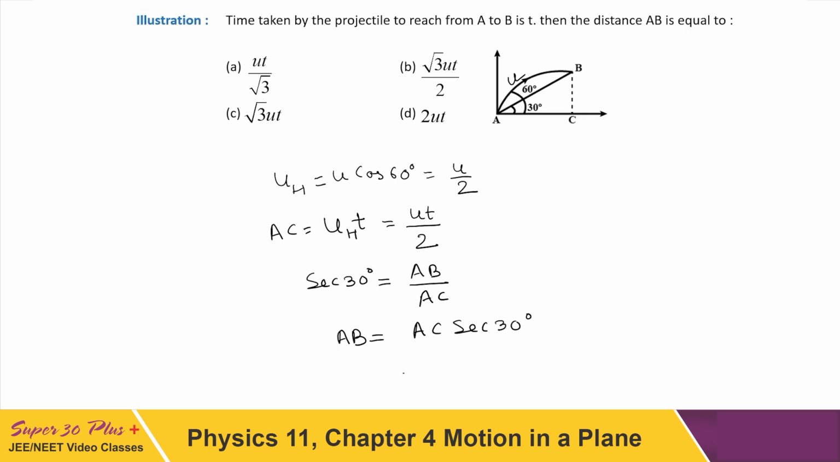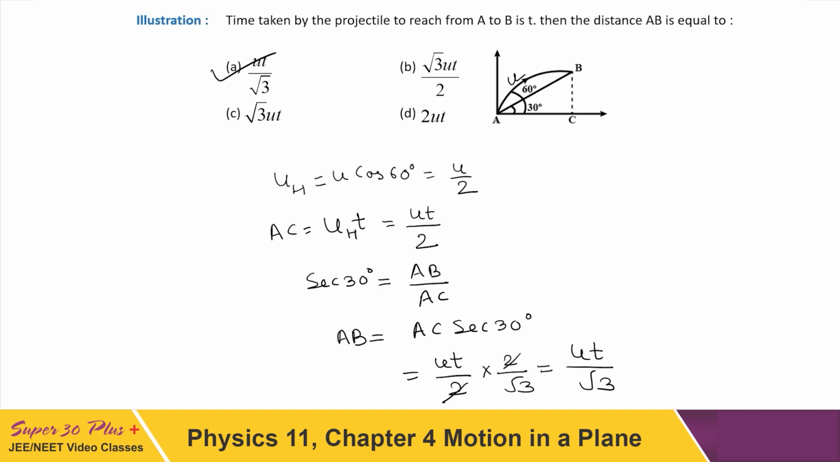But as AC is already calculated, its value is UT by 2. So on substituting this UT by 2, and sec 30 degrees being 2 by root 3, these two get cancelled and the result is UT upon root 3, which is our option number A.